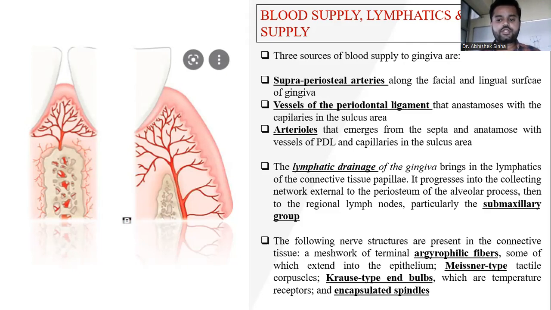The following nerve structures are present in the connective tissue: a meshwork of terminal argyrophilic fibers, some of which extend into the epithelium, then Meissner-type tactile corpuscles, Krause-type end bulbs, and encapsulated spindles. These are the nerve structures. You have to remember this. There's no other option, you have to mug it up. These are the nerve structures present in the connective tissue: argyrophilic fibers, Meissner-type tactile corpuscles, Krause-type end bulbs, and encapsulated spindles.